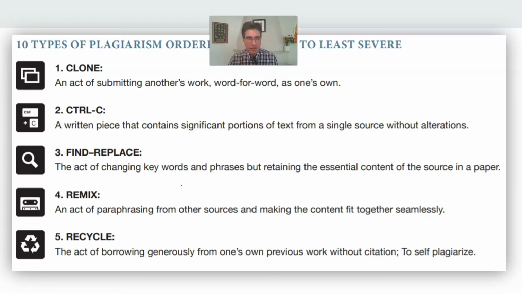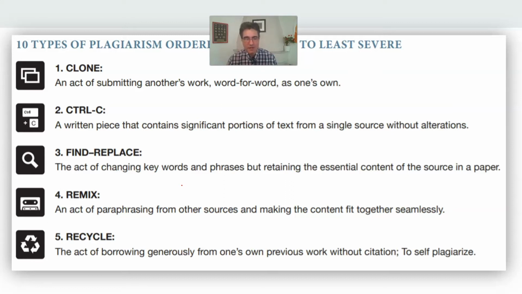A find and replace is when you think you're clever and you mix it up a little bit and change one verb, instead of walk, saunter, or trot or waddle or something like that, and making it so that there are a bunch of synonyms, for example, but not changing the actual content. It's still stealing someone else's ideas and phrases, basically.